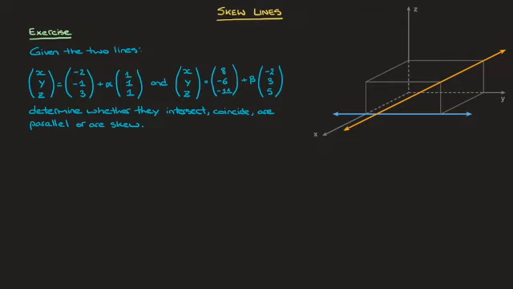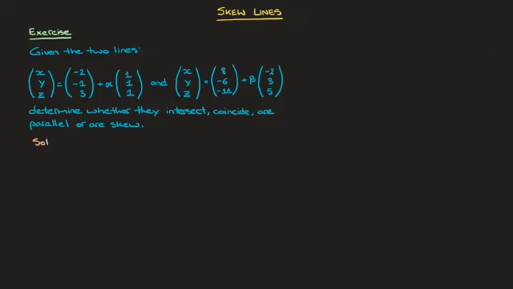So let's get started. I'll just write SOL as in solution. To answer this type of question, our approach is to look for a point of intersection. And for that, the first thing to do is to rewrite both of these line equations in their parametric form. And so I'll start with that.